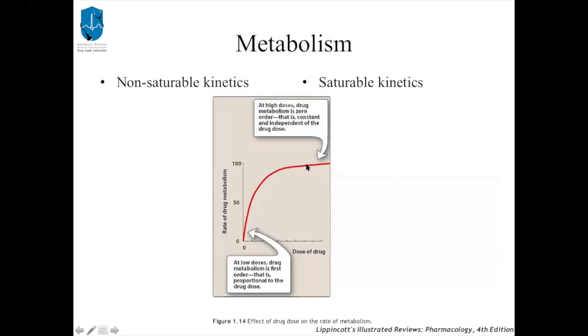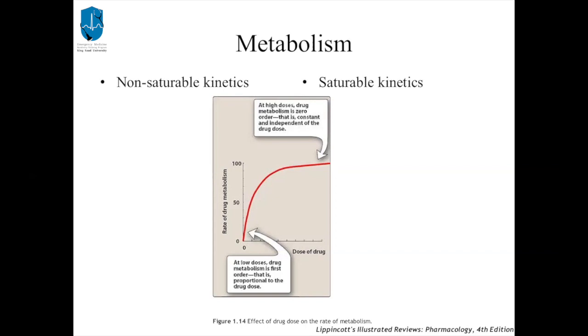We talked about absorption, the importance of knowing when the drug is going to get absorbed and what kind of formulation the drug is in, in order to expect the clinical effect. The other thing is the distribution of the drug. Where is it? Is it in the blood or is it in the tissues? Can I remove it by dialysis or not? And then we go to metabolism.